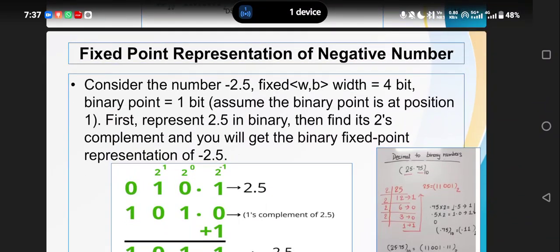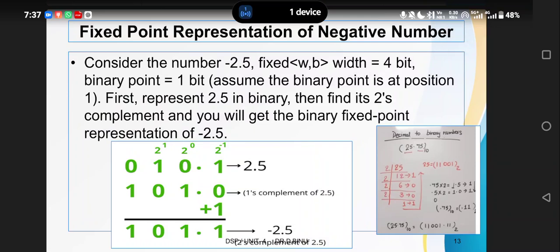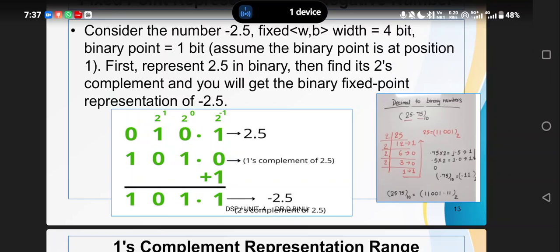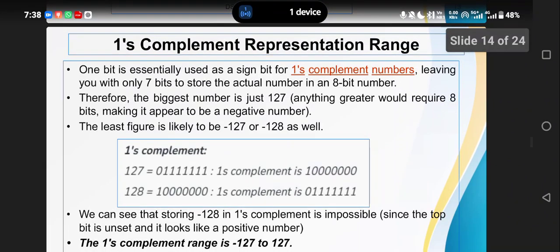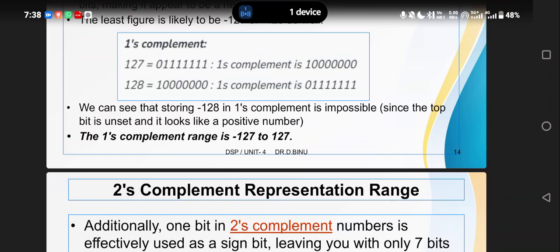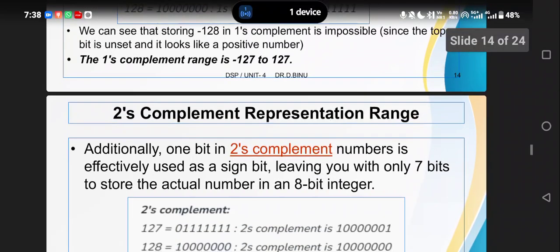Fixed point representation of a negative number. Consider the number minus 2.5 with the binary point at 1 bit. The number is represented in this manner. In 1's complement representation, 127 is 01111111 and minus 127 is 10000000, so the 1's complement range is minus 127 to 127.